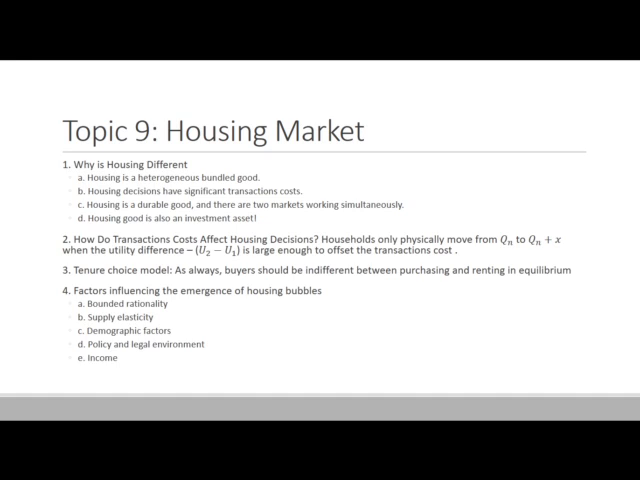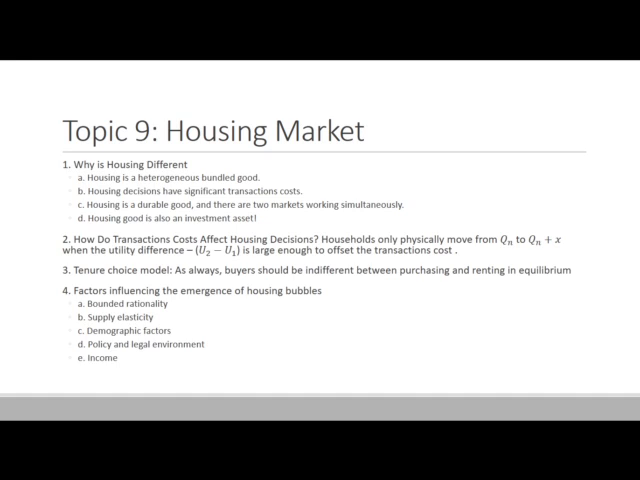And the second is that housing decisions usually have significant transaction costs. When we say this, it means that if you want to buy a house or move from one house to another, there is a pretty large transaction cost. For example, there can be agency costs. You need to hire a housing agency to find a place. You also need to go there to have a look yourself, right? And then there is also moving cost or refurnishing cost and so on and so forth. So housing goods tend to have larger transaction costs than other goods.